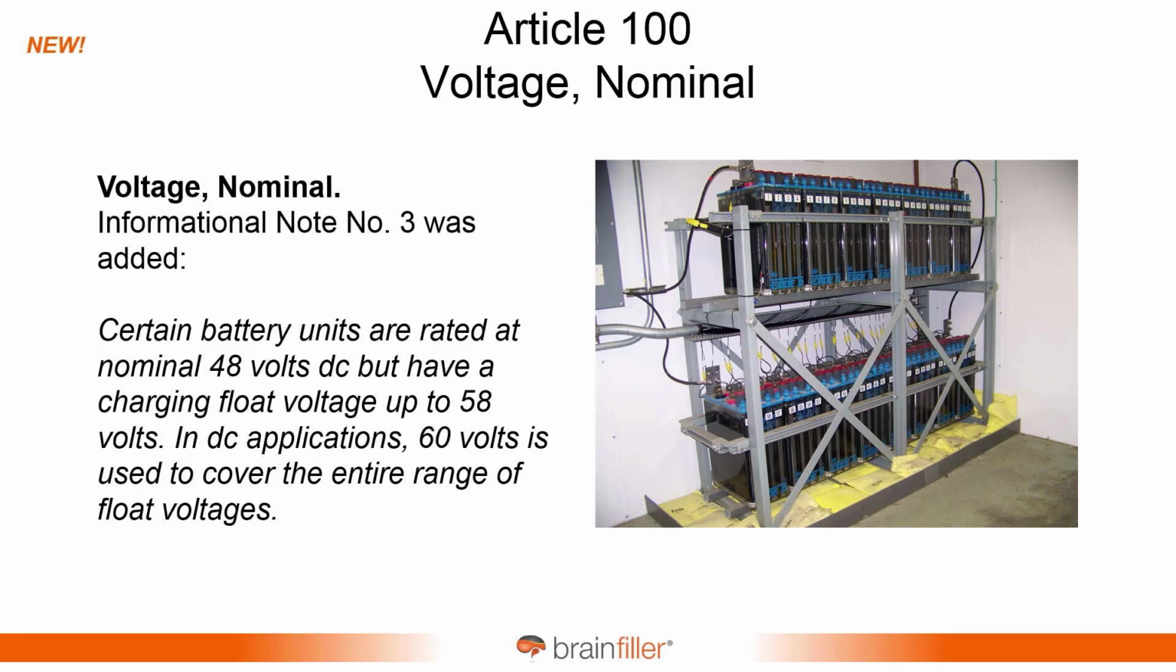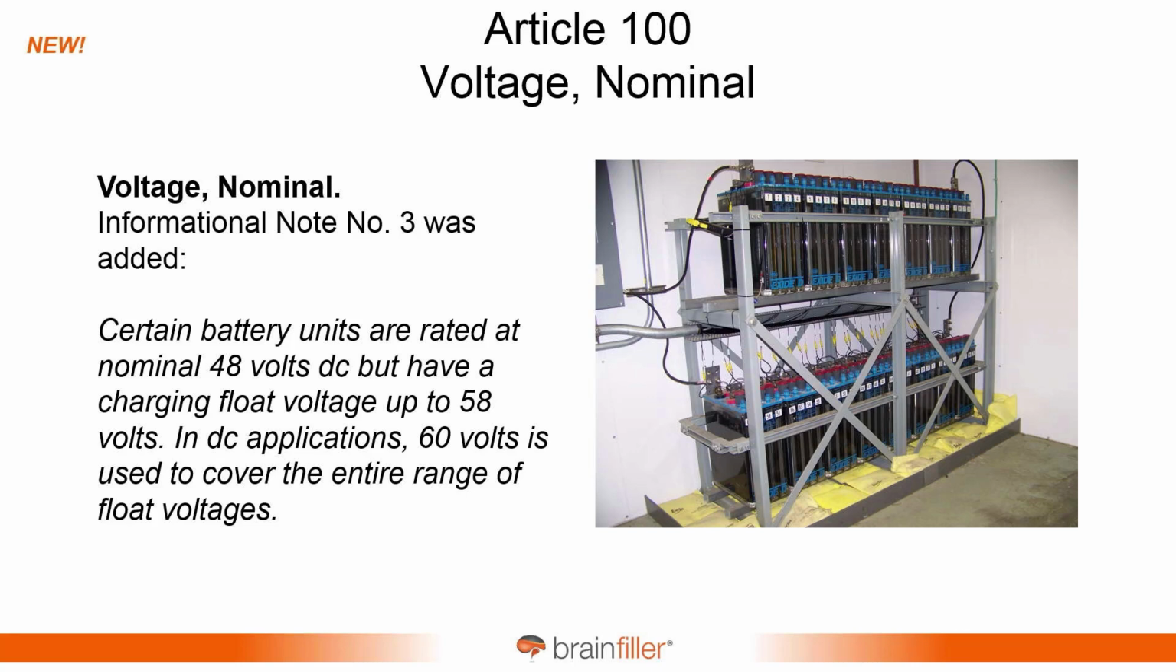Nominal voltage. This was a little bit of cleanup, we'll call it, that NFPA 70E is applicable for systems 50 volts and greater. And so there was always this question, what about battery systems? Battery systems rated, for example, 48 volts nominal. It's like, well, that's less than 50 volts. Yes, but they can have a charging float voltage upwards of 58 volts. And so the question was, well, how do you handle that?